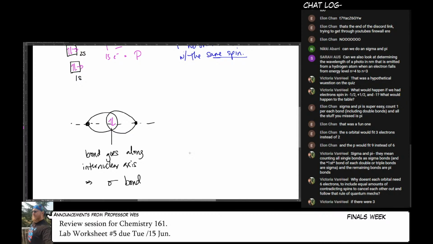Okay. So, what types of bonds will make sigma bonds? This could be an s and a p orbital, or hybridized orbitals, because we don't really use s and p orbitals by themselves.